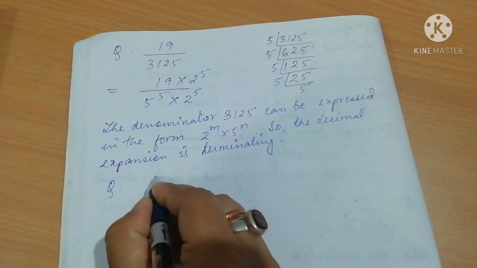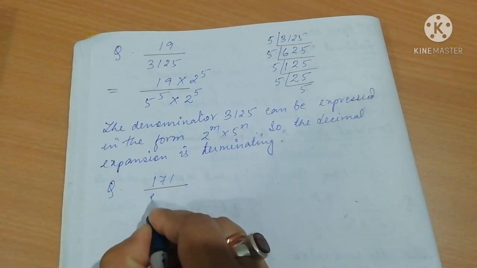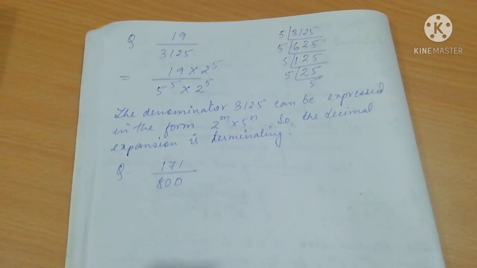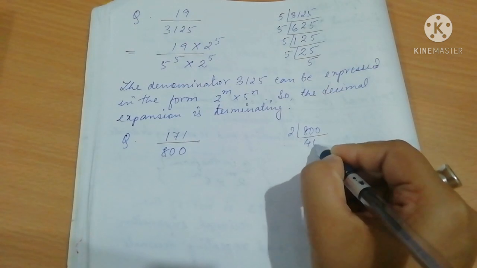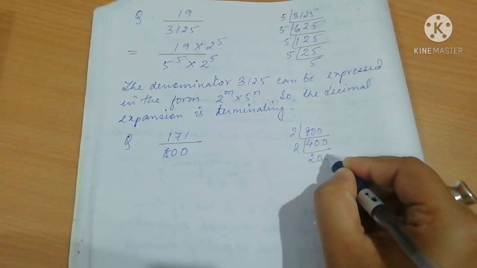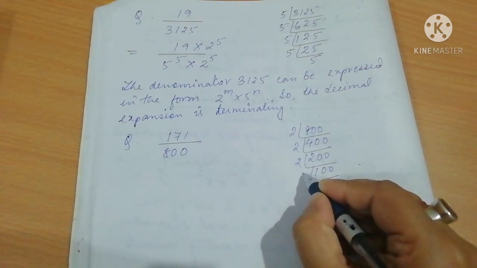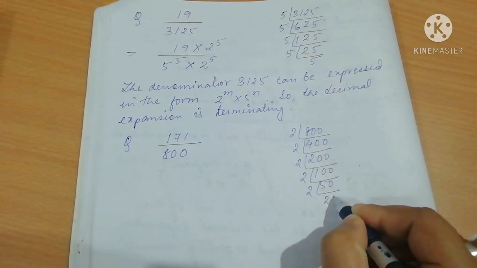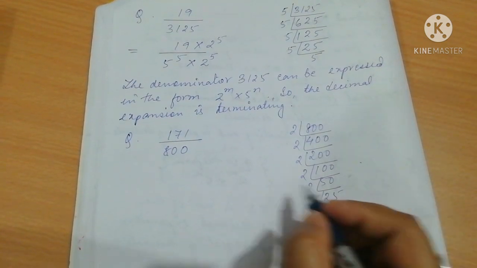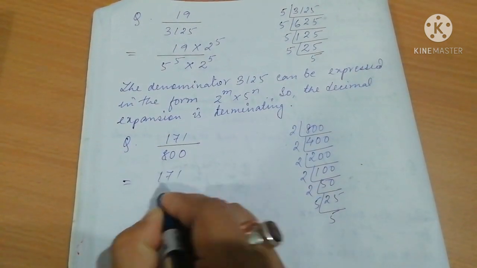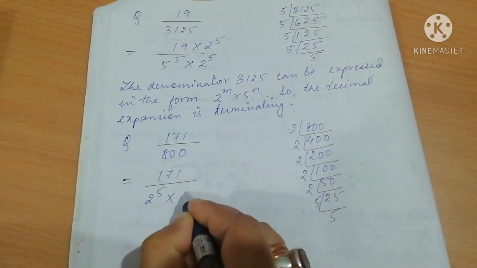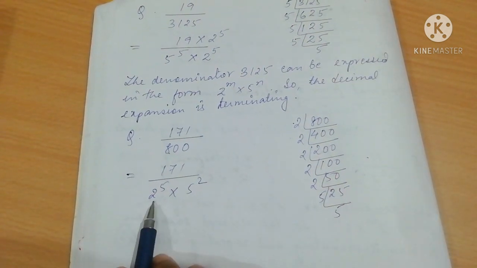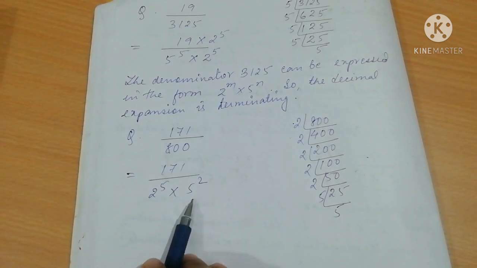Next means one more question. 171 by 800. Similarly, I'll find out the factors of 800. 2 400, 2 200, 2 100, 2 50, 5 10, 5 2s. So I can write 171 by 2 to the power 5 into 5 to the power 2. So we got in the form 2 to the power m and 5 to the power n, isn't it?